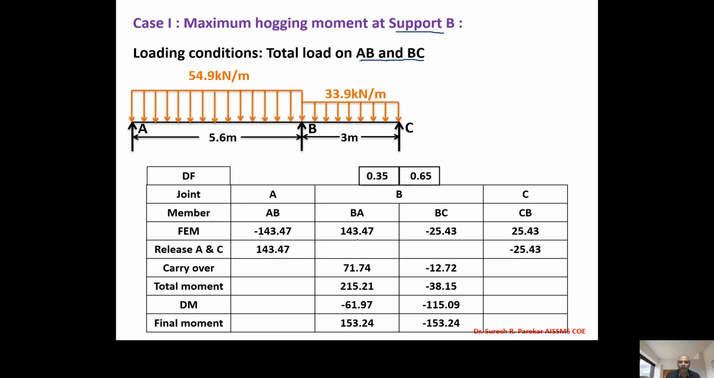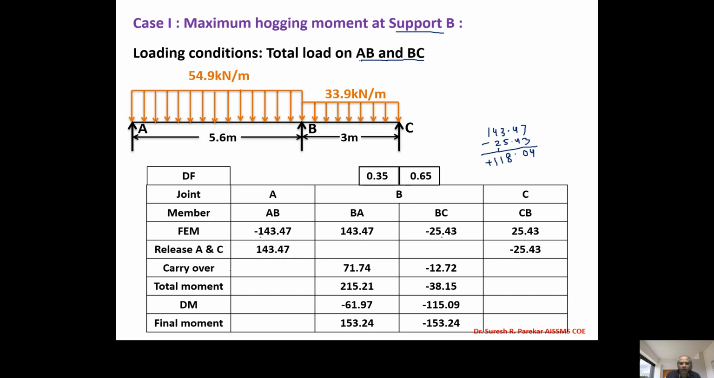Now we will distribute the moment at support B: 143.47 minus 25.43. And we will get this value as 118.04. So we have to distribute this value, and that value we have to distribute is equal to minus 118.04.